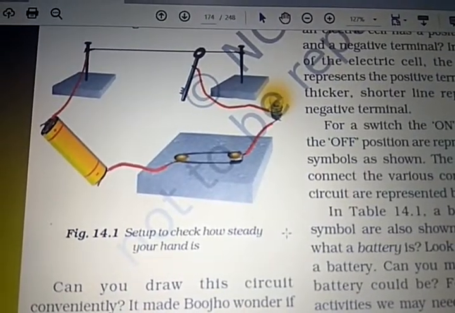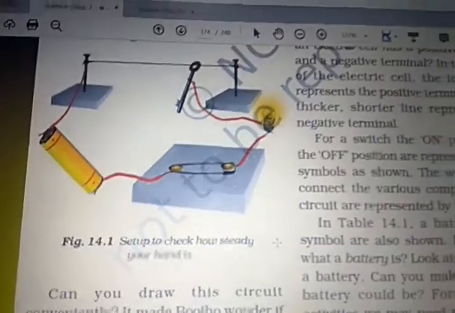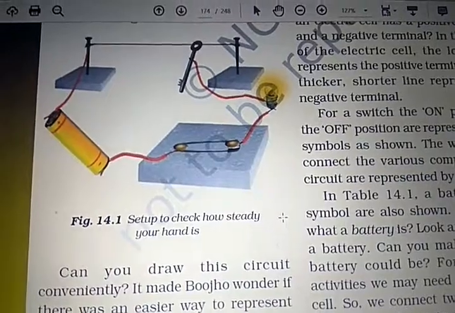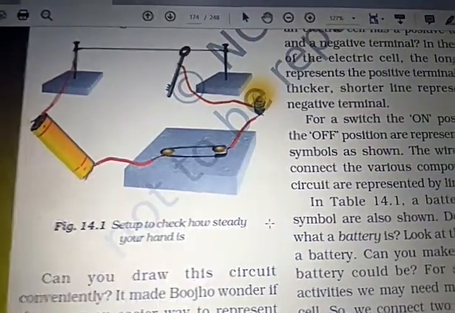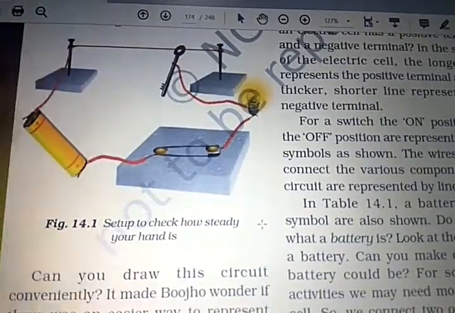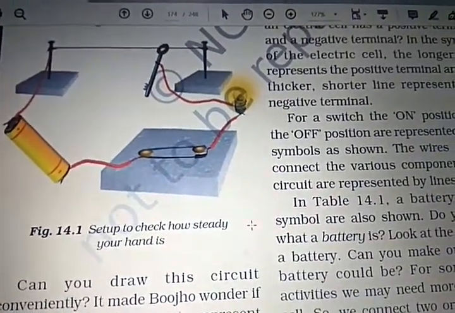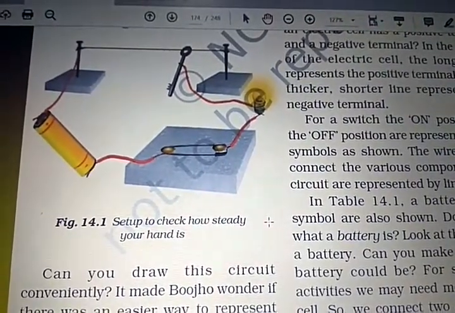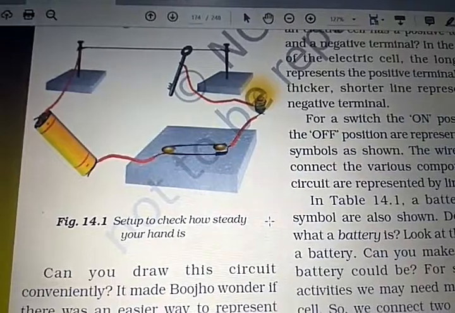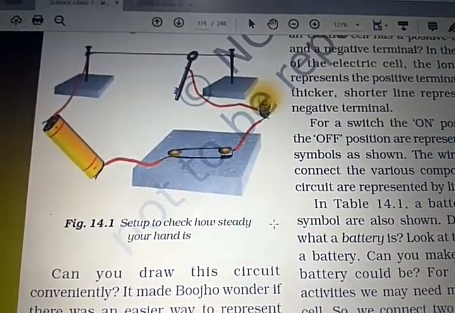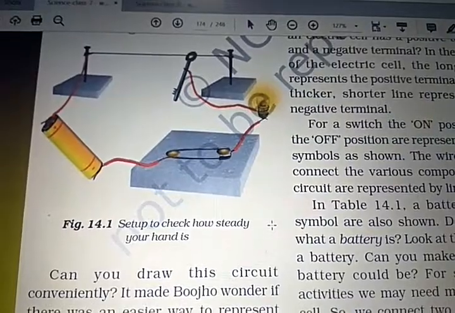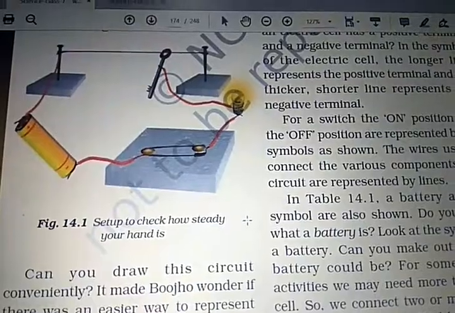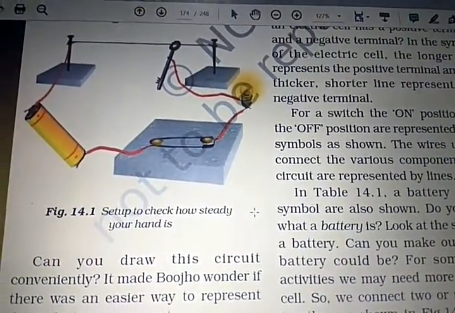Now, this is a very interesting game. Dear students, you can play this game with your friends, right? You ask your friend to move from here to here without touching that wire. If the wire is touched, it means your game is over, right? And if the wire does not touch the key, it means you are the winner, correct? From here to here, if the wire is touched, the bulb glows, which means he is out.